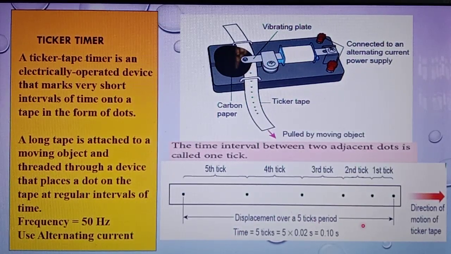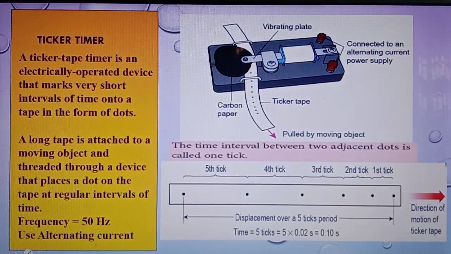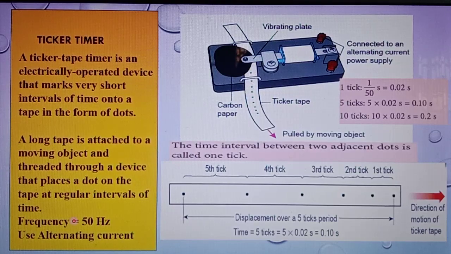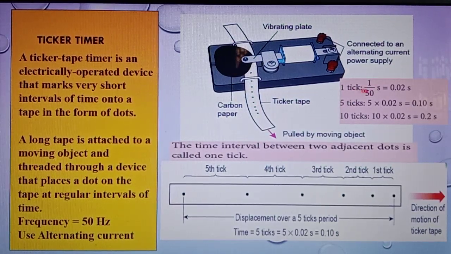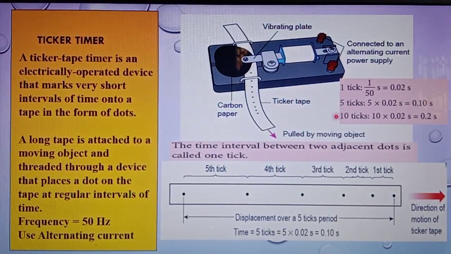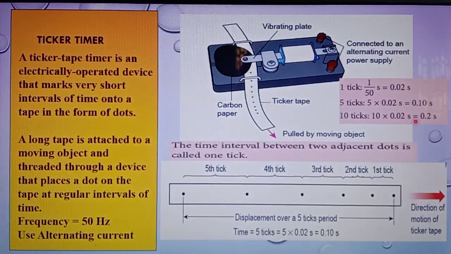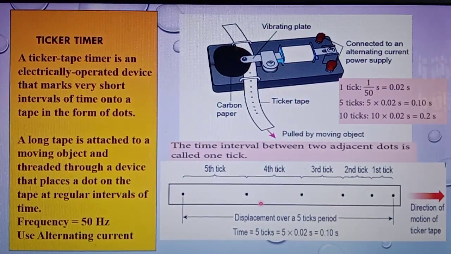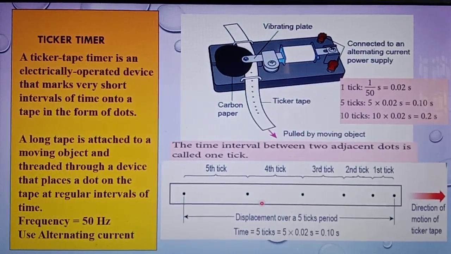How can we determine the time of one tick? One tick depends on the frequency. The frequency here is 50 Hz, meaning one tick equals 1 divided by 50, or 0.02 seconds. Here we have 5 ticks. Thus, the total time taken for this ticker tape equals 5 times 0.02 second, which equals 0.10 second. If you calculate for 10 ticks, that is 10 times 0.02 second, or 0.2 second. So we are going to use ticks in order to calculate distance, displacement, speed, velocity, or acceleration.